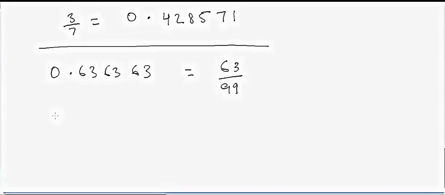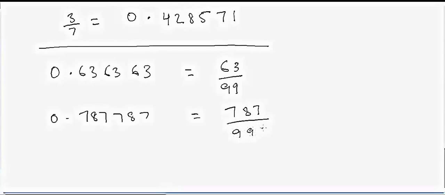And suppose we have the same thing, 0.787. All I need to do is write 787 divided by three nines in the denominator, and that will give me the fraction. So that's another quick way to get the fractions. In the same way, suppose we have 0.11111, the answer is very easy, 1 divided by 9.